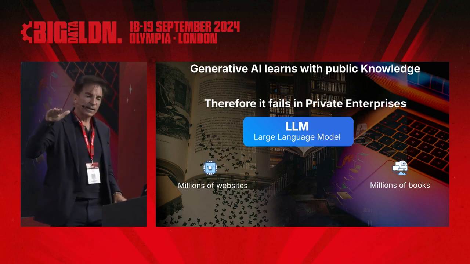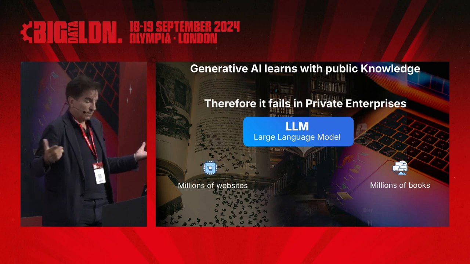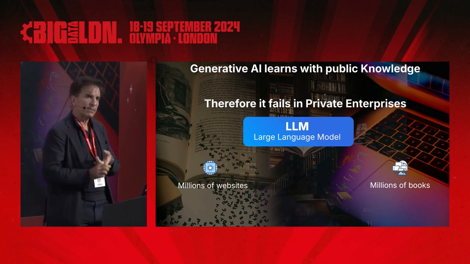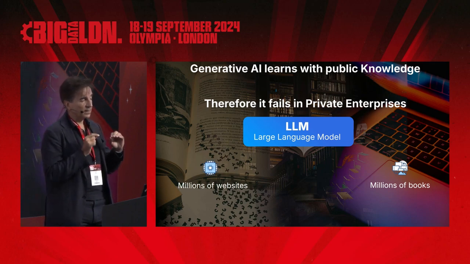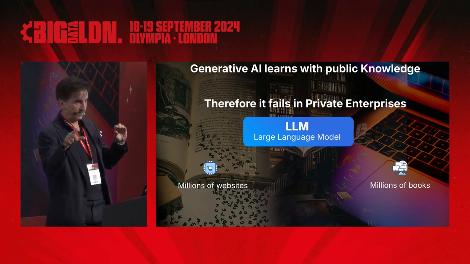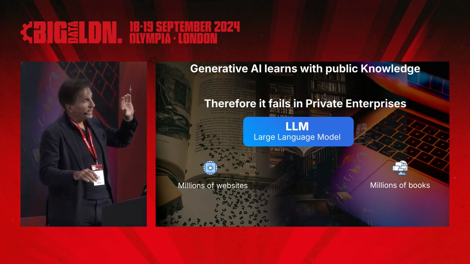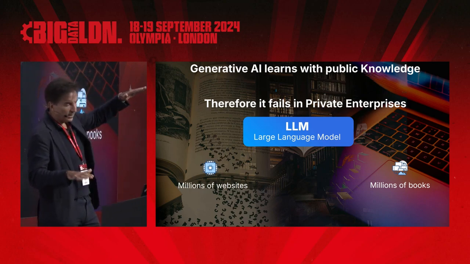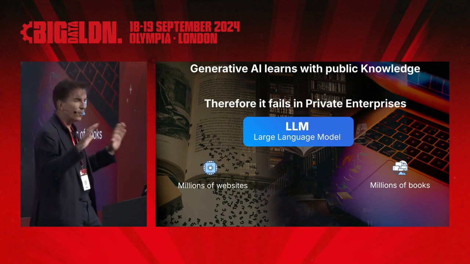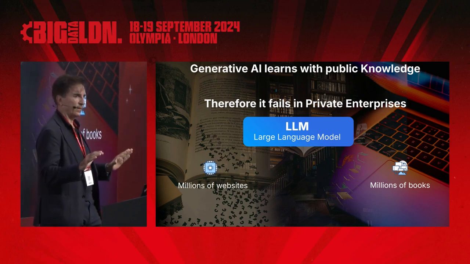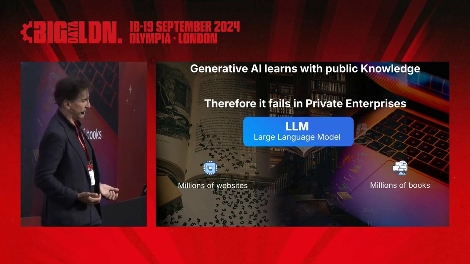Because we are generating a Gen AI engine with public information. Millions of websites, millions of books, public information. But the information and the knowledge of your companies is private. So if you ask a Gen AI engine something about your company, it will fail. It doesn't have a single clue, not at all, because it's only managing public knowledge.